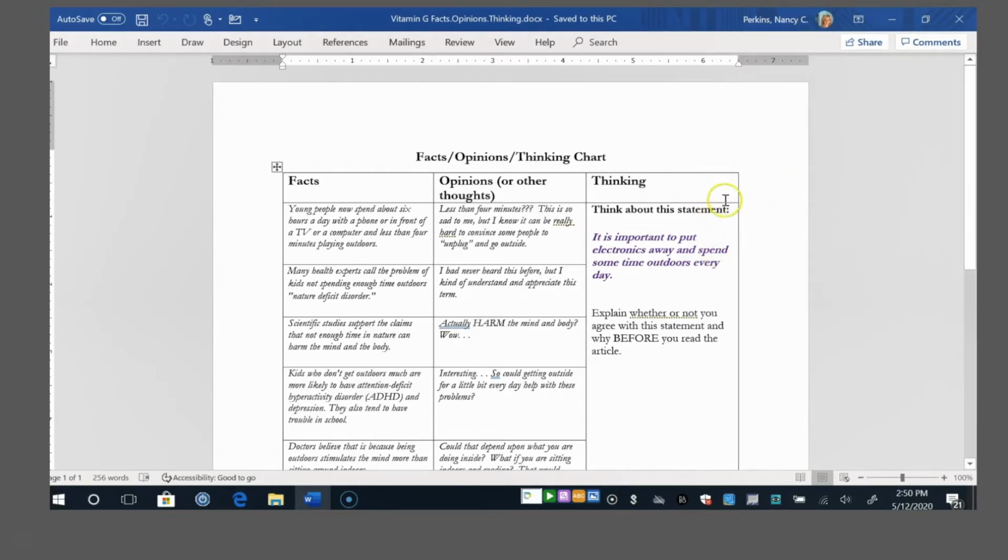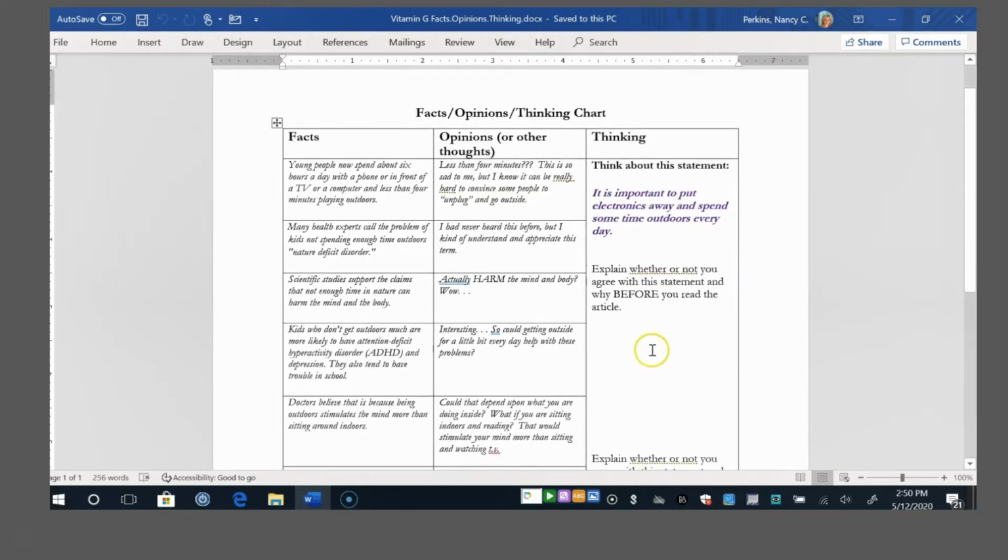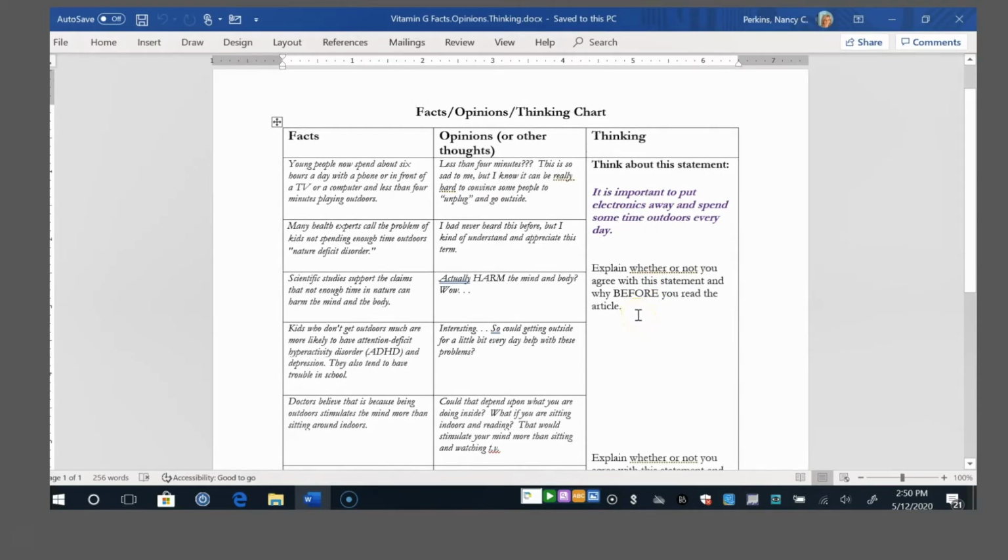And that's all the way over on the right, the thinking column. In the thinking column, there's this statement. It is important to put electronics away and spend some time outdoors every day. Then it says here, explain whether or not you agree with this statement and why before you read the article. So before you look at the article, think about that.